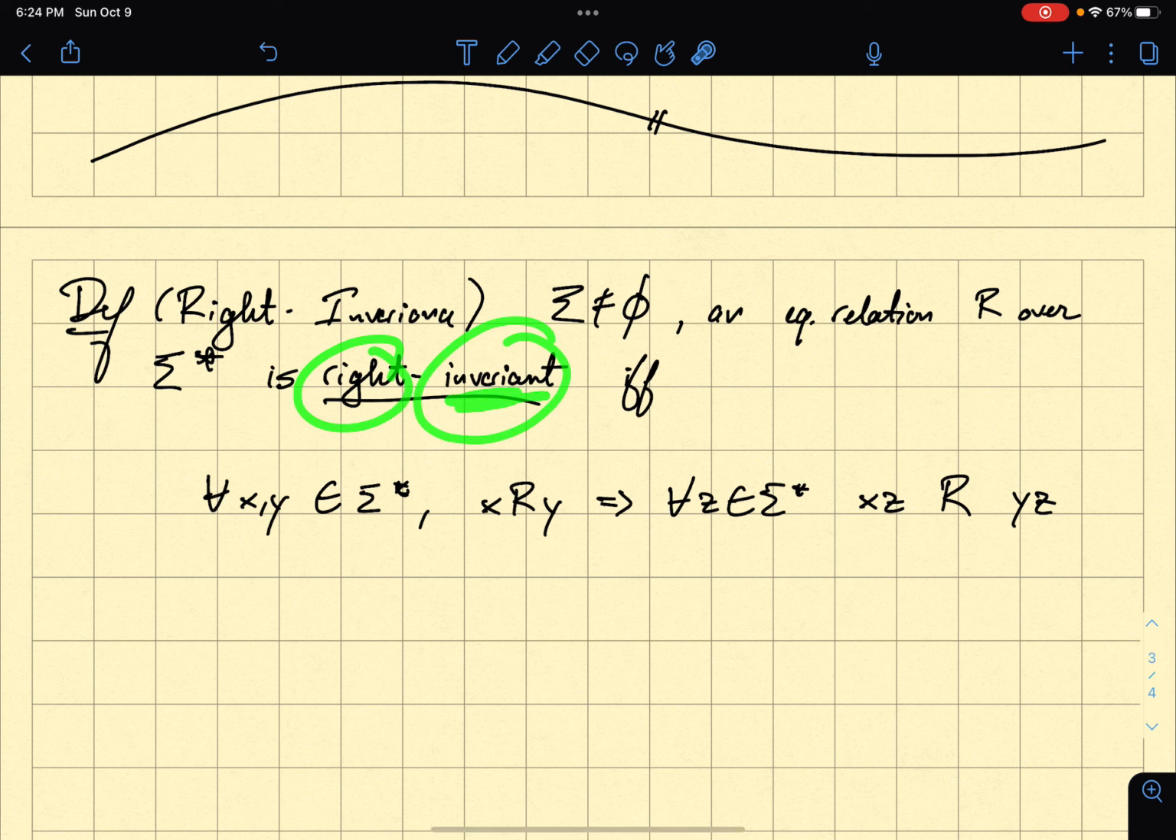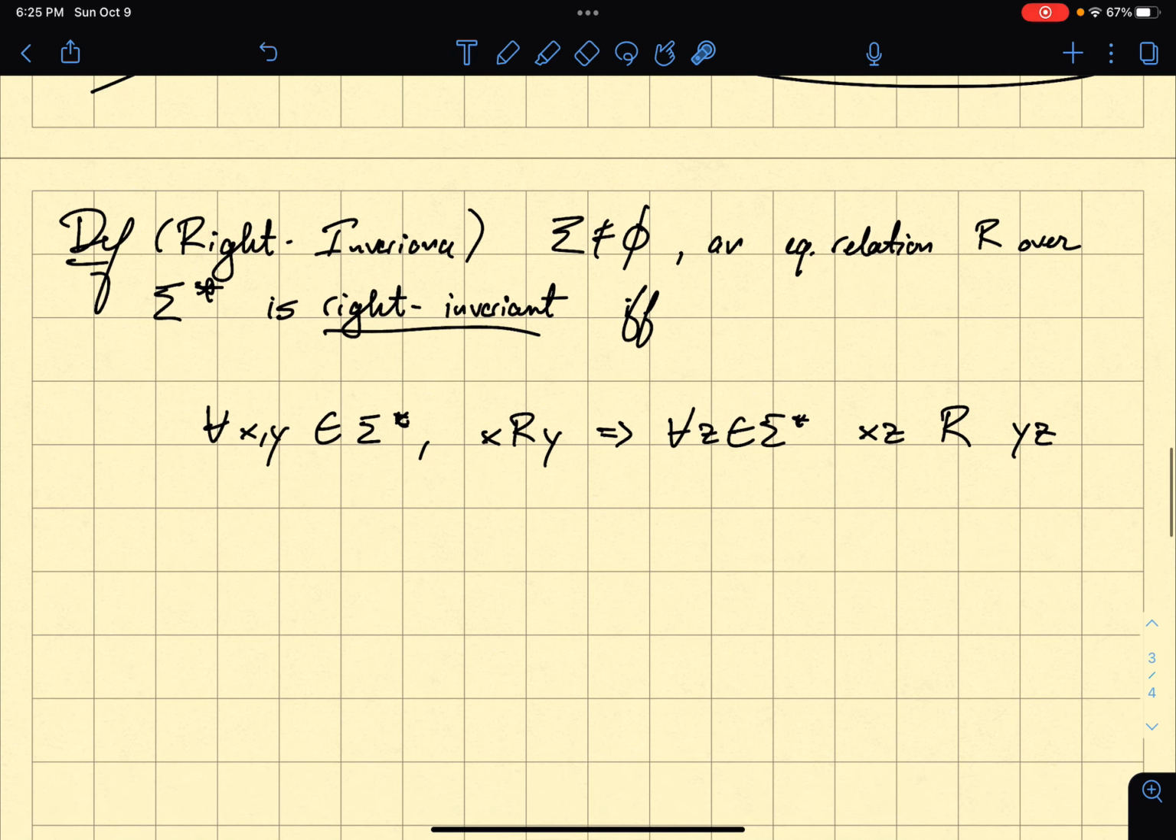Invariant just means that it's not affected by this operation of sticking z to x and y, and then right because we're sticking the z to the right. So both of these words together form right invariance, which is a definition over an equivalence relation, right? So it can't be just over a relation, it has to be over an equivalence relation, okay? And in this specific case, it's over strings, okay?